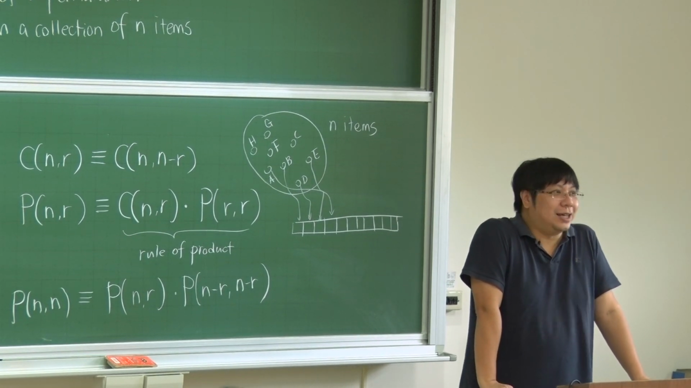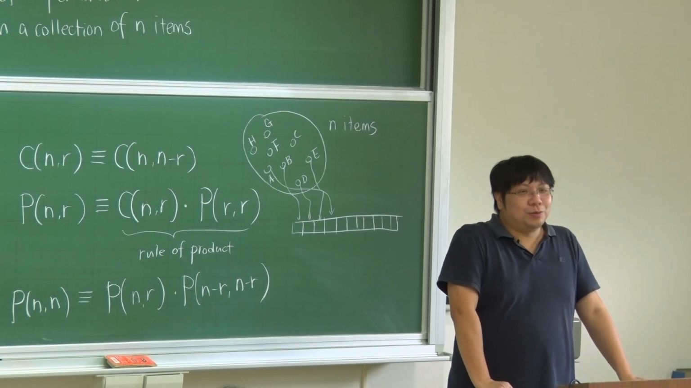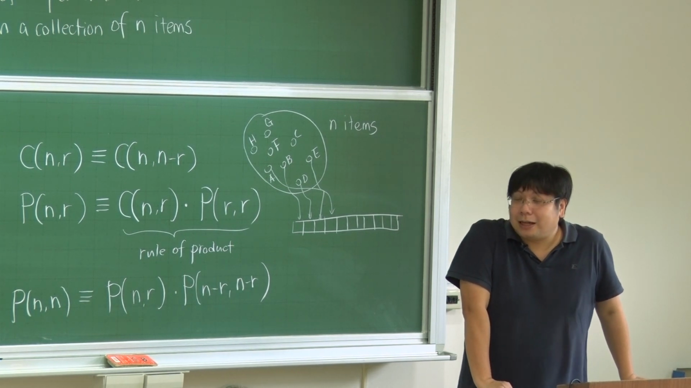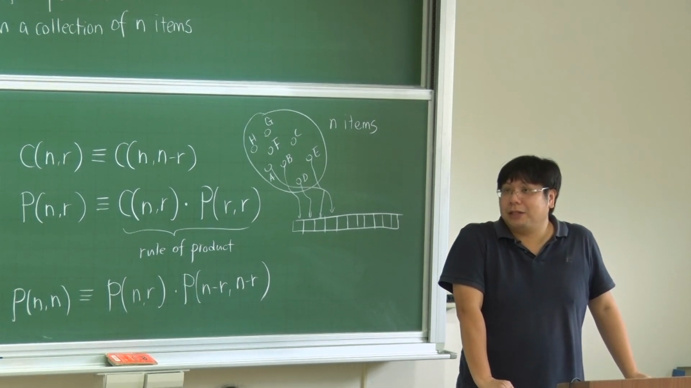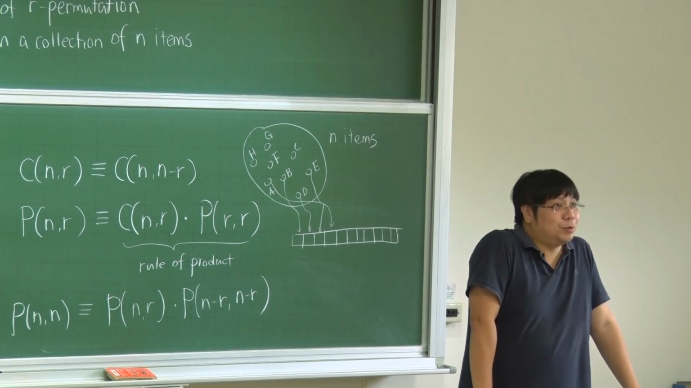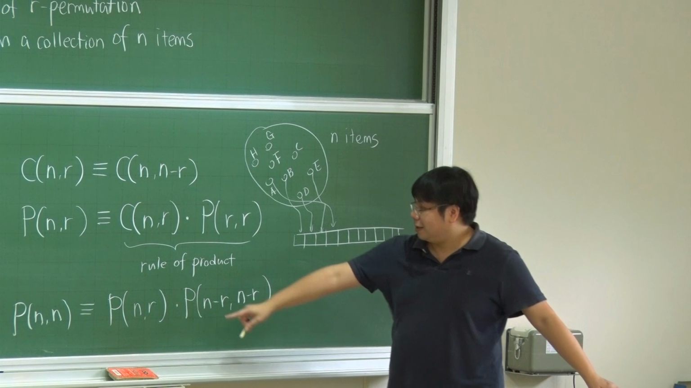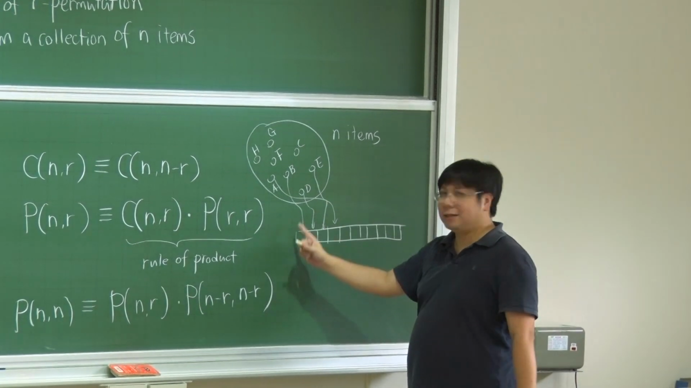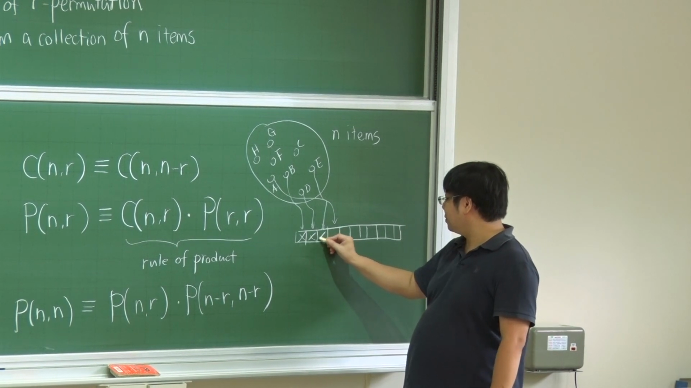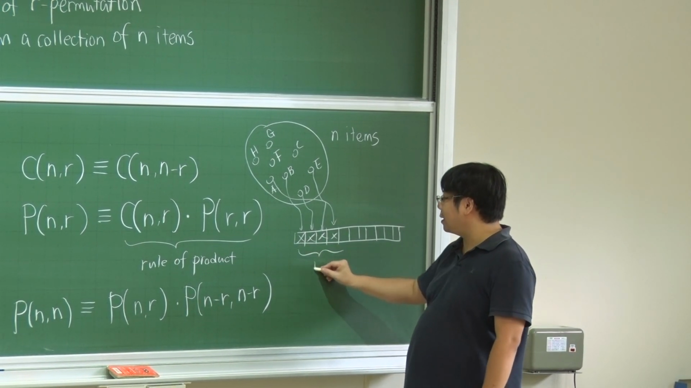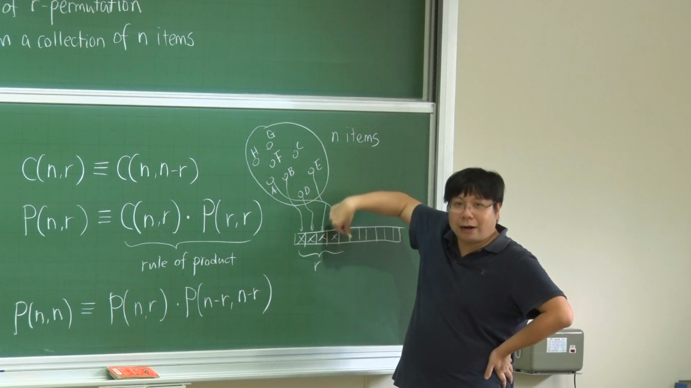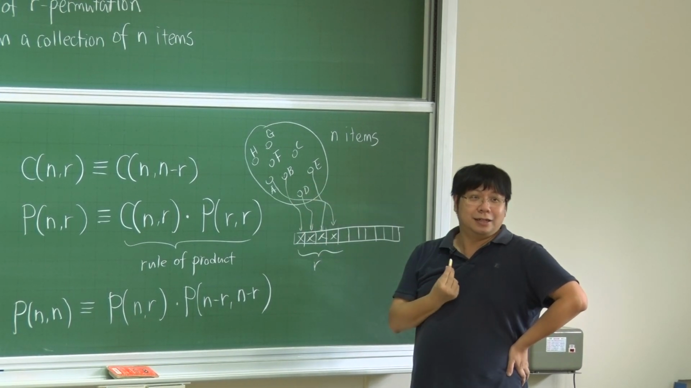So in the first day, you want to make the arrangement of the first R items. And then in the second day, you want to make the arrangement of the remaining n minus R items. Is that okay? So what you need to do in the first day is choose R items and arrange them, put them into the first R slots. So this is the first day that you do.